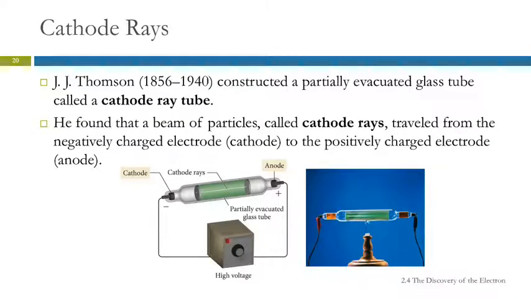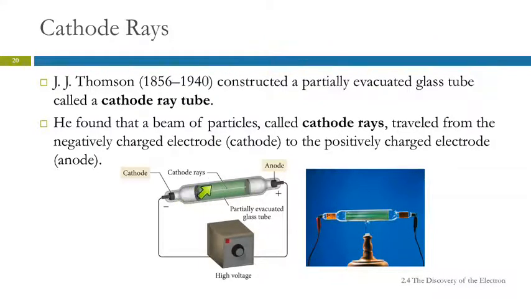Section 2.4, the discovery of the electron. So J.J. Thomson, back in the late 1800s, early 1900s, created a cathode ray tube. He constructed a cathode ray tube. Here's a photograph of one, here's a diagram.